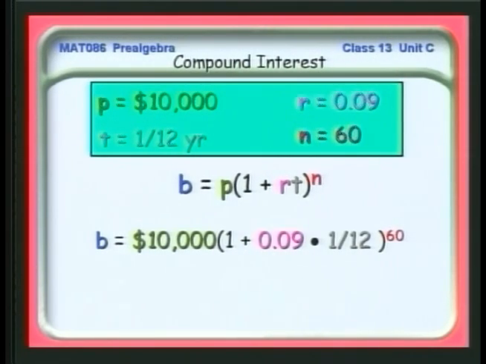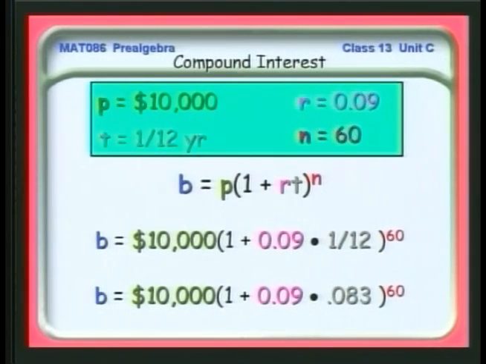Plugging numbers in, the final balance is the initial principal times 1 plus 0.09 times the time, which is now 1/12 of a year. If we're compounding once a month, there are 12 months in a year for 5 years, so the number of times it gets compounded is 60. So I raise that to the 60th power.